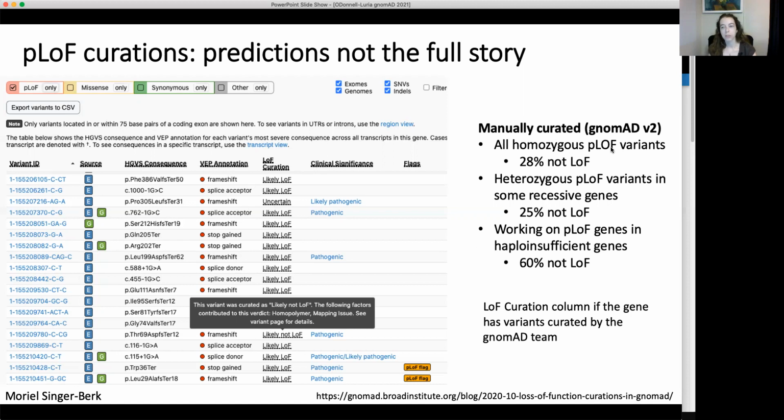We have curated all the homozygous loss of function variants, along with a handful of heterozygous recessive disease genes, and some haploinsufficient genes that are not quite added to the browser yet, but will be coming in the future. If there is a loss of function curation, this column will be present on the gene page, but for the majority of genes, we do not have this data.